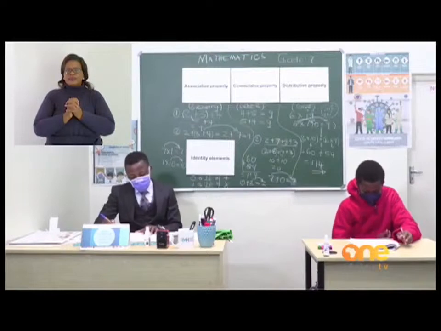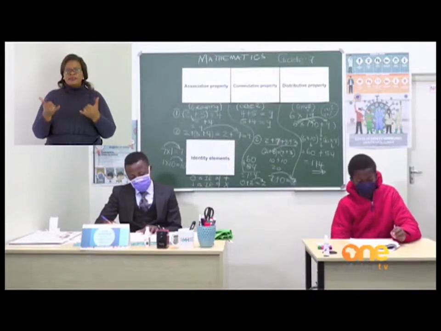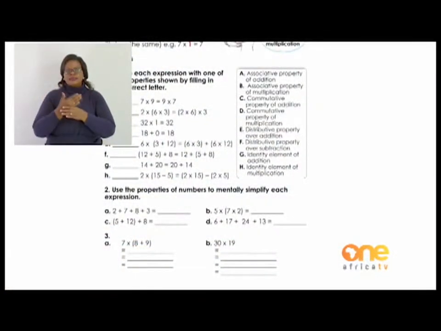Okay, now let us do the activity on page 14 in our booklet. So we start with the first number, 1. You need to match each expression with one of the properties shown by filling in the correct letter. We have A until H.